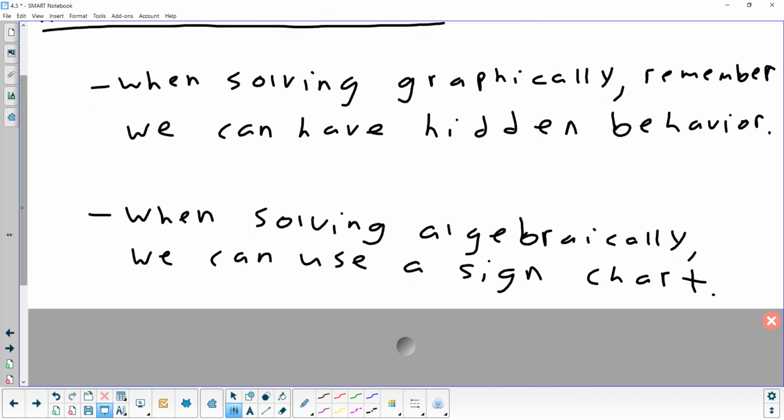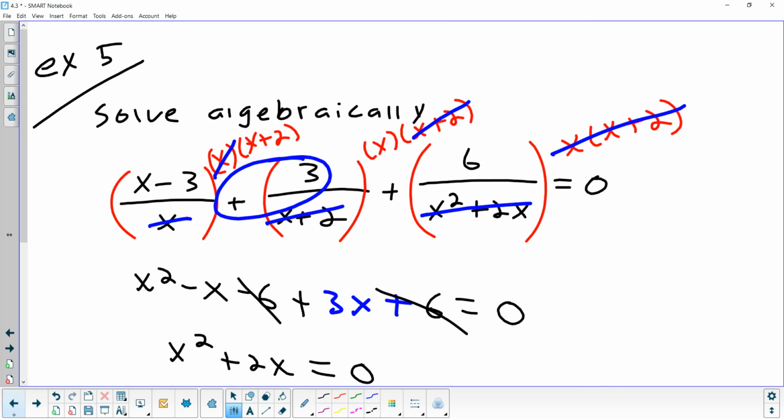Now, if we're solving algebraically, and it's a rational inequality, we can set up a sign chart. Remember, a sign chart is where you figure out where it is positive and where it is negative. And we can only do that with problems that are factorable. The reason we can't use the same method I just taught you with equations on inequalities is because, think about what we did: we multiplied both sides by an expression with a variable.